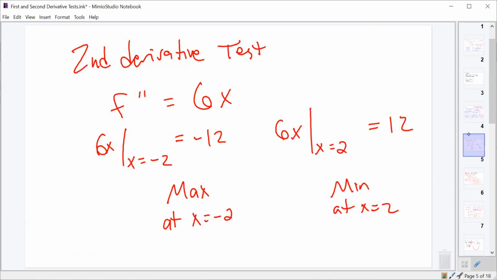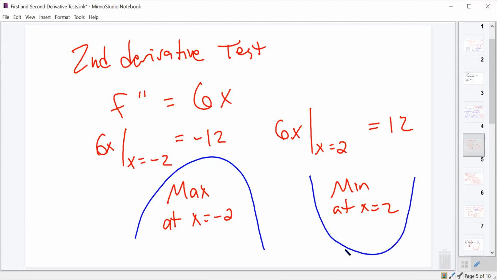Should make sense, hopefully. If you have a second derivative that's negative, what does it tell you about that function? It's concave down. And if it's concave down at a place where the derivative is 0, that's got to be a max. And if the second derivative is positive, it's concave up. And if the first derivative is 0 where the function is concave up, that's got to be a local min. Does that make sense? Okay.